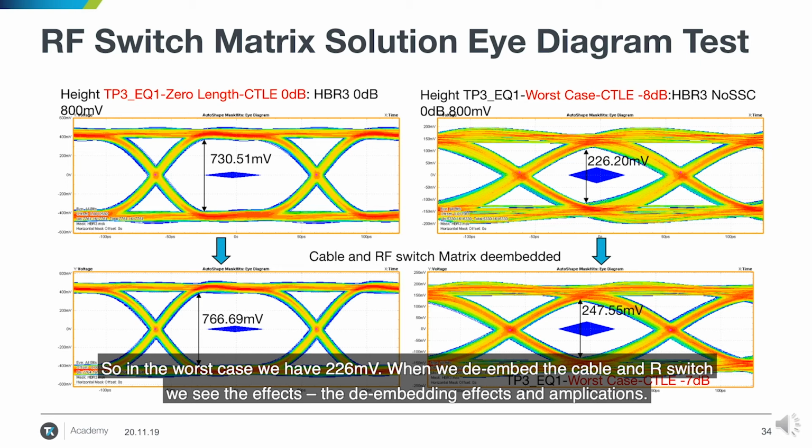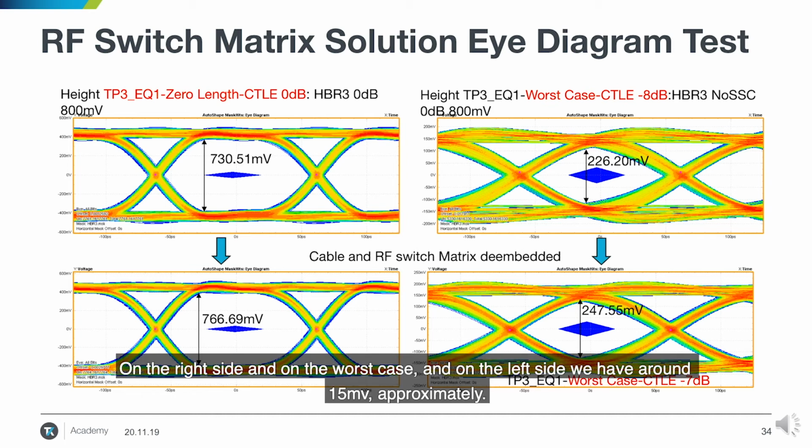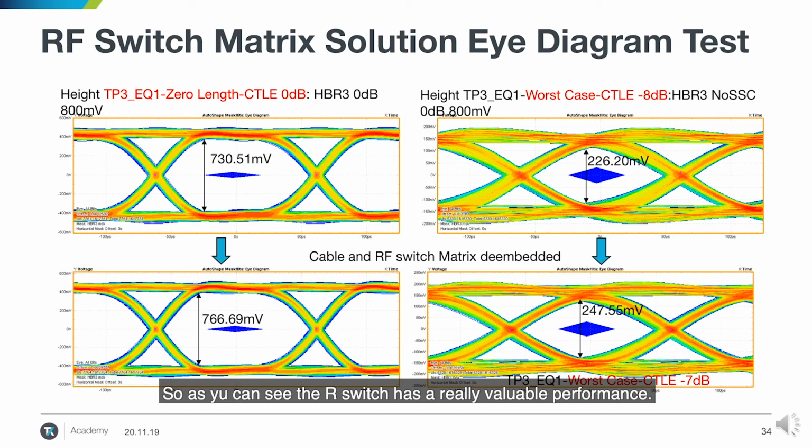When we de-embed the cable and RF switch, we see the effect. So we have a bit of the embedding effect and amplification, and there is a bit of difference between the eye height, around 20 millivolts on the right side in the worst case, and on the left side around 15 millivolts approximately. So as you can see, the RF switch has really valuable performance.